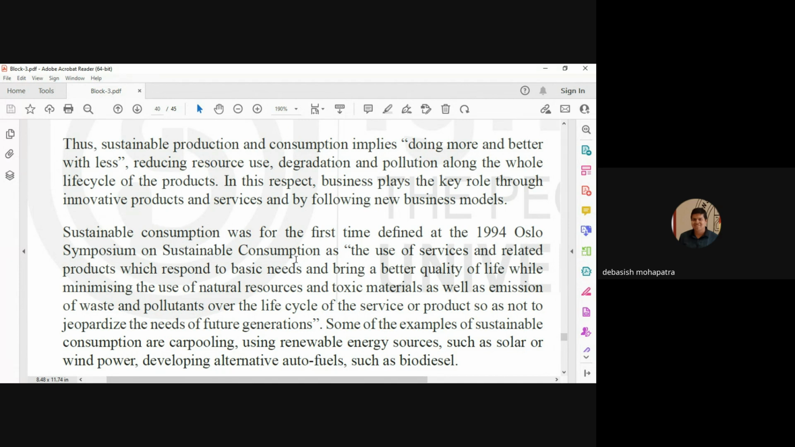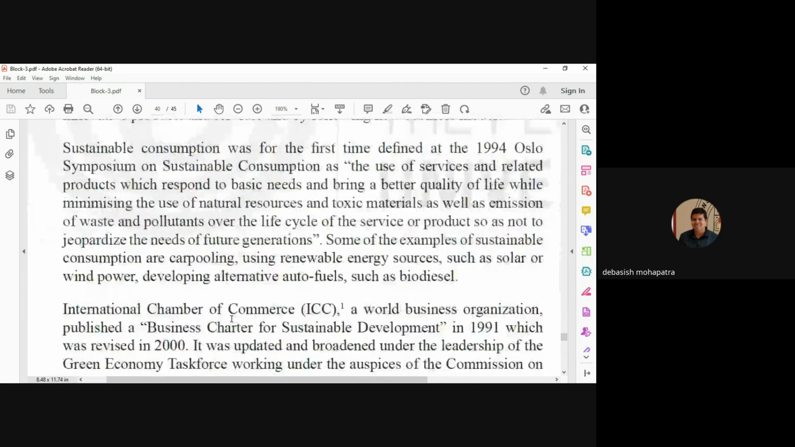Sustainable consumption was for the first time defined in 1994 as the use of services and related products which respond to basic needs and bring a better quality of life while minimizing the use of natural resources and toxic material, as well as emission of waste and pollutants over the life cycle of the service or product, so as not to jeopardize the needs of future generations.